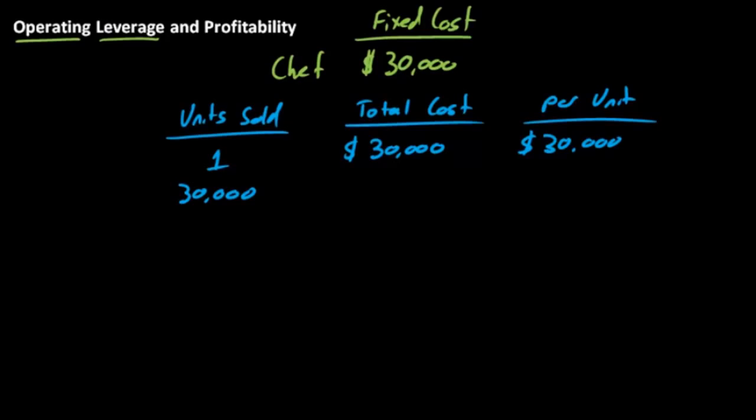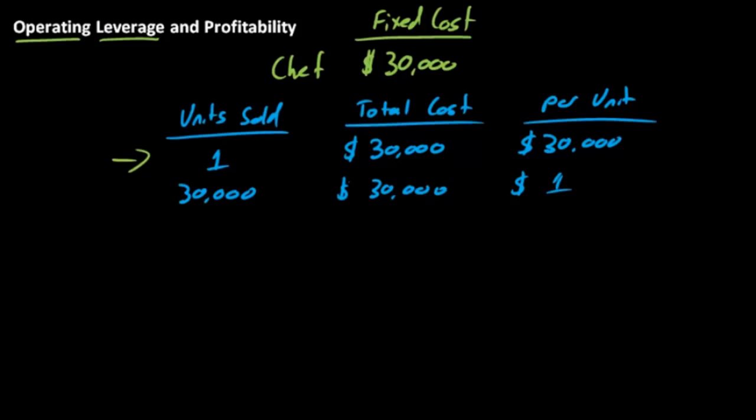Now let's take that other side. Let's say that things went really well and we sold 30,000 pizzas. Our total cost would still be 30,000, but now our cost per unit and cost per pizza would be a dollar. I mean, it's only a dollar. So this is a really good scenario. In this scenario, we are able to produce pizzas for a buck a piece, for $1 a piece.